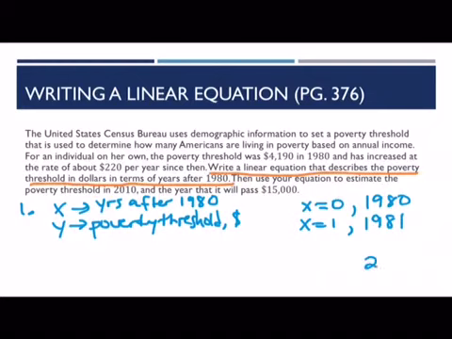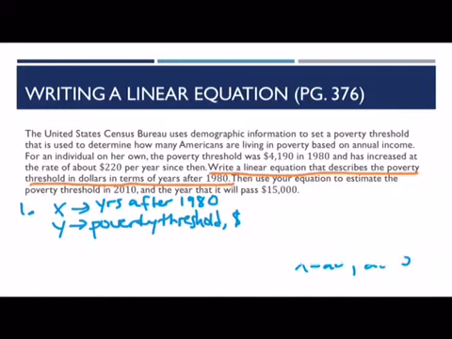Or, for example, in the year 2000, we would ask how many years after 1980 is that, and that's 20 years after 1980. So in that year, x would equal 20. Okay. Now let's try to find some specific x and y values.